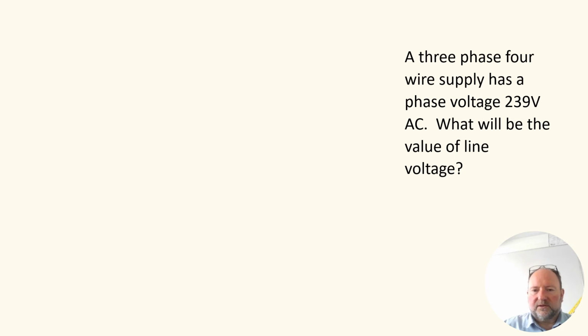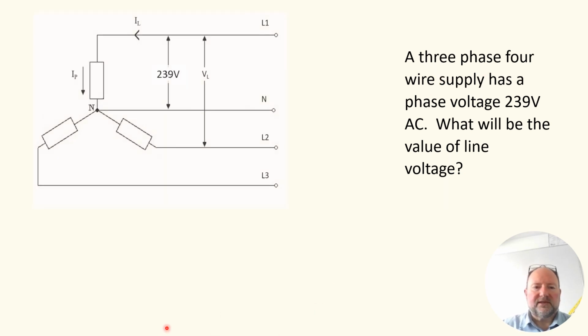The first giveaway is that it's a 3-phase 4-wire supply, so that means it's star. And in all time-honored tradition, I tend to put it in a drawing. Only this time what we're given is the value of phase voltage, which is what you measure between line and neutral, and we're being asked to calculate the line voltage. As I said in the previous example, the relationship between the two is the square root of 3.